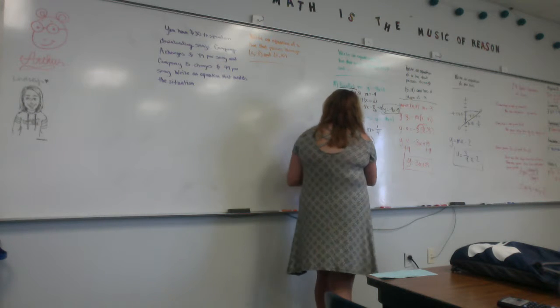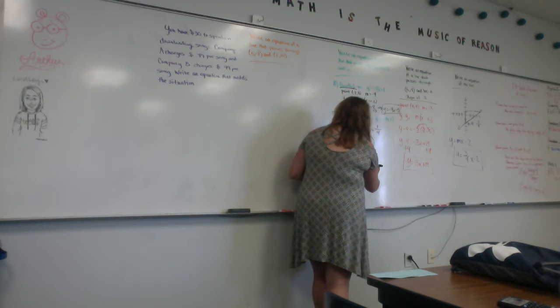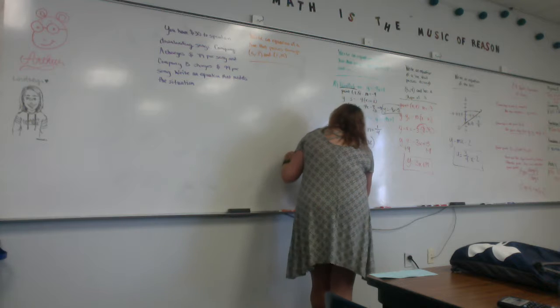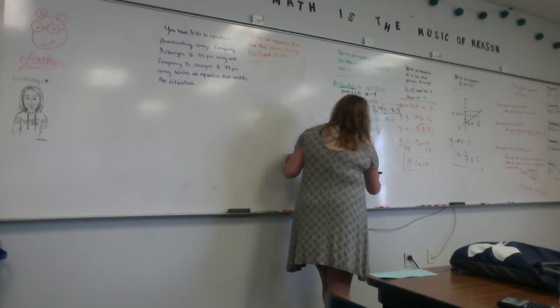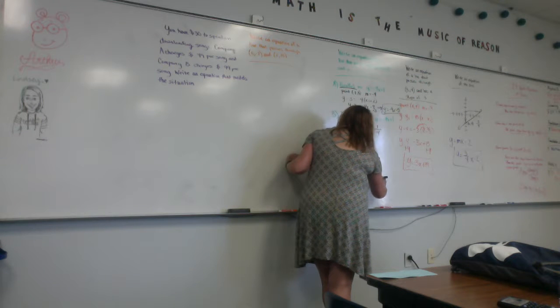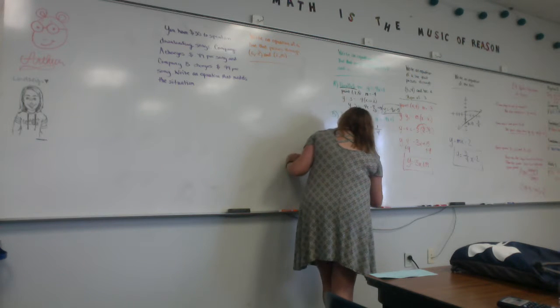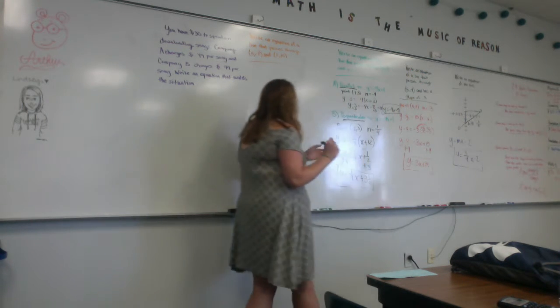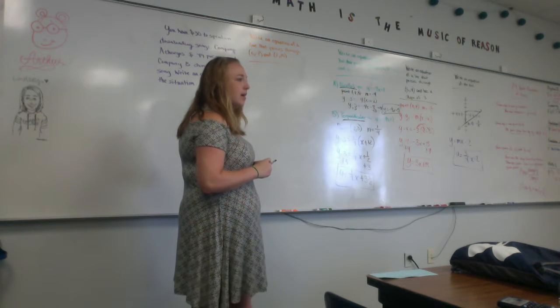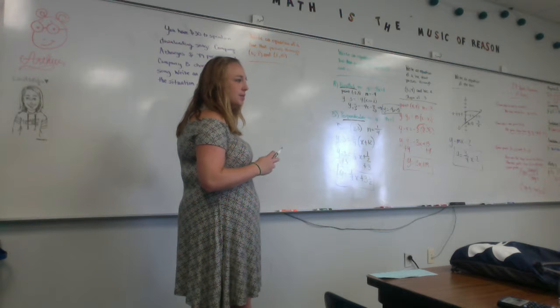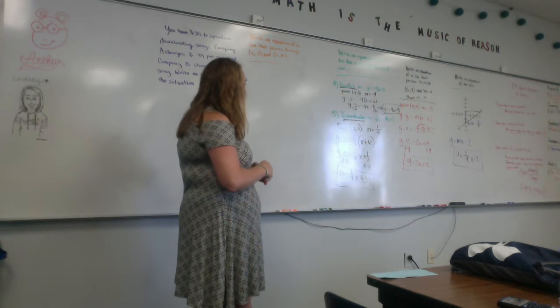Now, I'm going to add 3 to both sides. When I do that, I get y equals 1/4 x plus 3.5. You can write it in decimal form if you want. So it could say y equals 0.25x plus 3.5. Either way is correct. Okay?